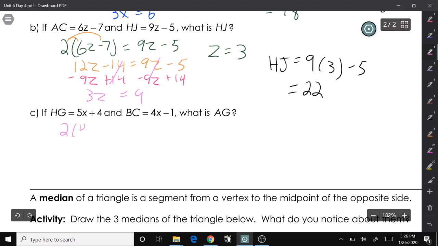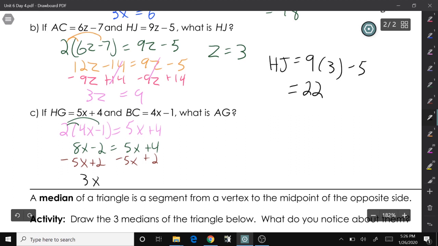So 2 times 4x minus 1 equals 5x plus 4. So we're going to solve that. 8x minus 2 equals 5x plus 4. Add 2 and subtract 5x. This gives us 3x equals 6. Divide both sides by 3. X will equal 2.